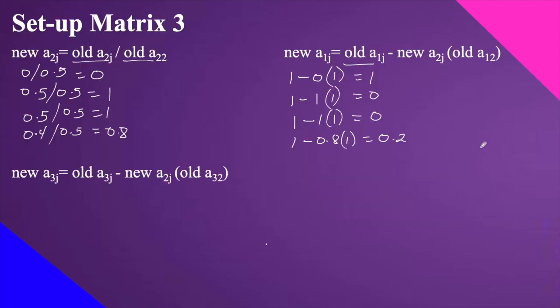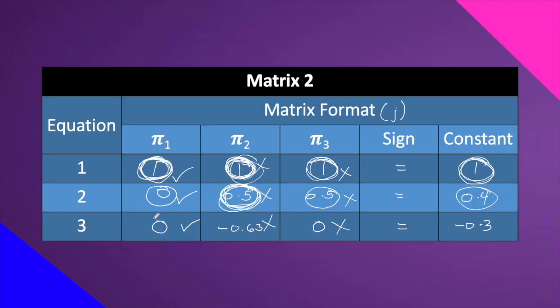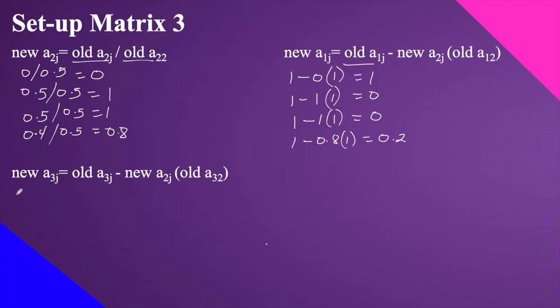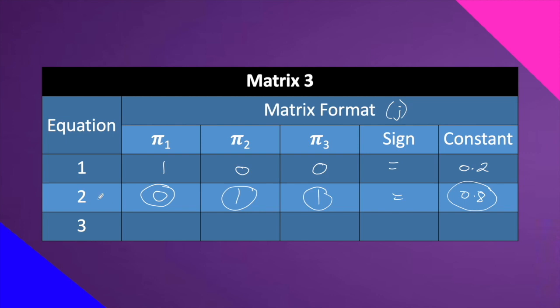Okay, now, for the third column na tayo. Third column, sabi dito, new A sub 3J is equivalent to old A sub 3J minus new A sub 2J multiplied to old A sub 3, 2. So, unahin natin, no? Ang ating 3J or 3, 1. Old A sub 3, 1. So, old daw, matrix 2. 3, 1, nasaan? Ito po, 0. So, 0 equals new A sub 2J. 2J, first pa lang tayo, no? 0.